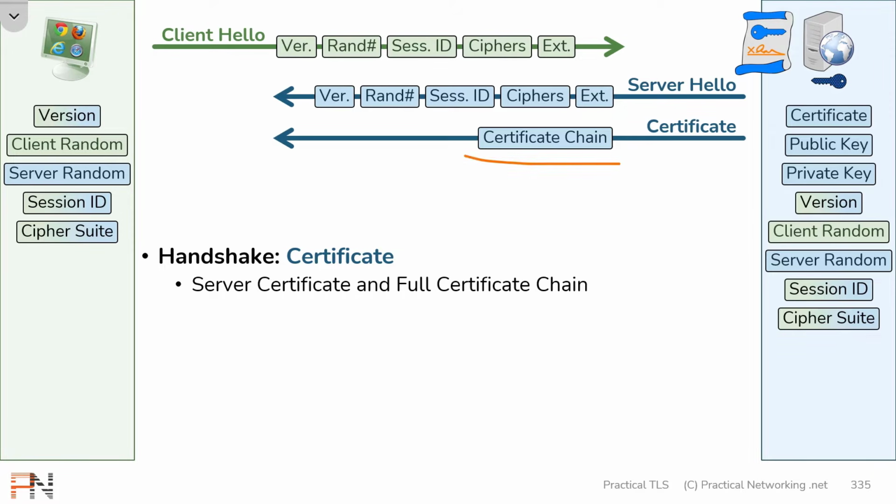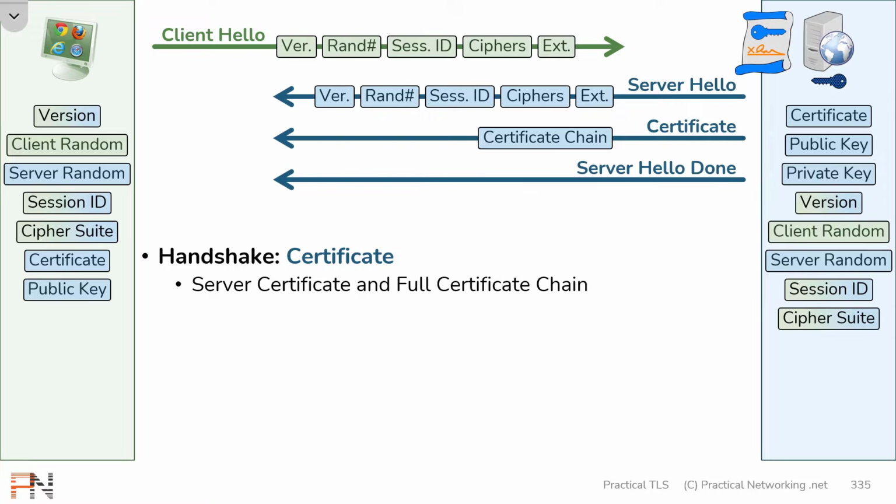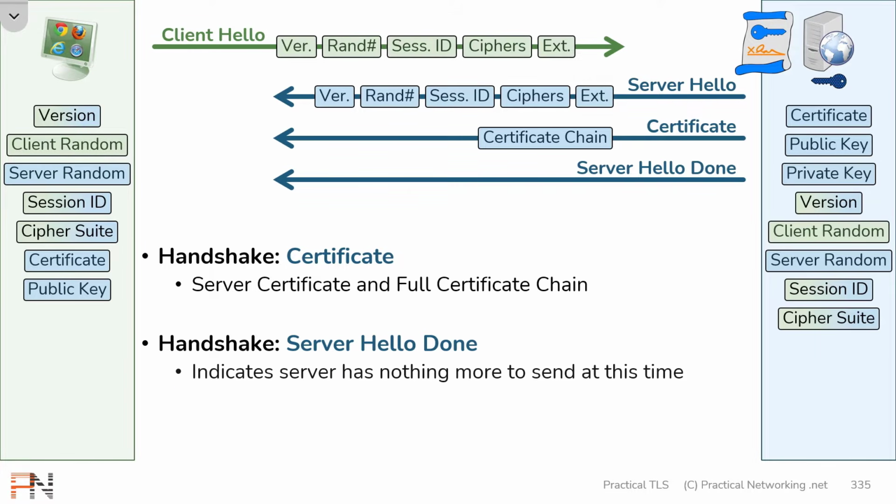After receiving the certificate and certificate chain from the server, the client is now going to attain 2 new pieces of information, namely the certificate and of course the public key which was contained in that certificate. The next record that'll be sent will be from the server and is called the server hello done. This is an empty record which simply indicates that the server has nothing more to send at this time.